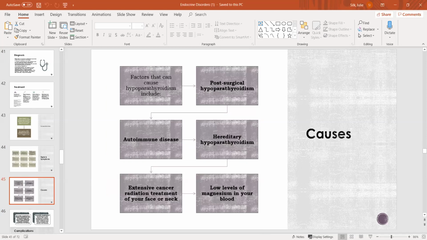With causes, this could be like an autoimmune type of a thing, like in some of those other disorders we talked about. It could be that you just inherited this. It's a hereditary thing. It could be because you had a parathyroidectomy before, so you've had some parathyroid glands out, so now you're hypoparathyroid. Maybe you've had extensive cancer radiation treatment to your face or neck. That could have caused it. Or low levels of magnesium in your blood.